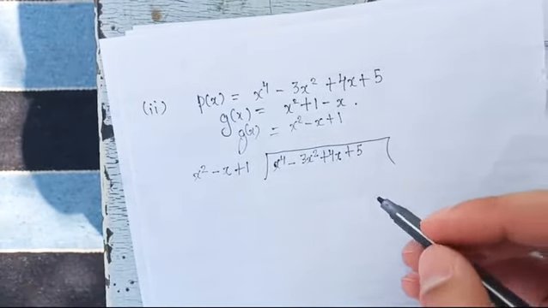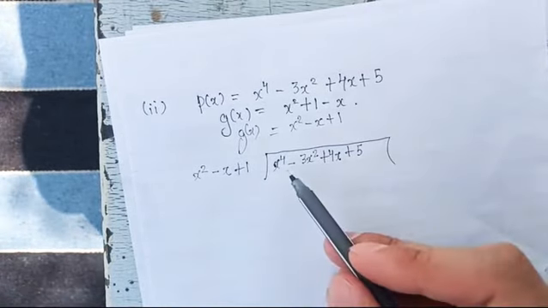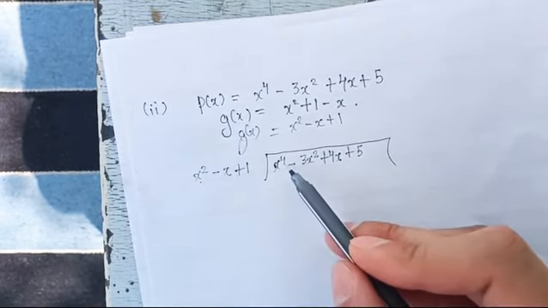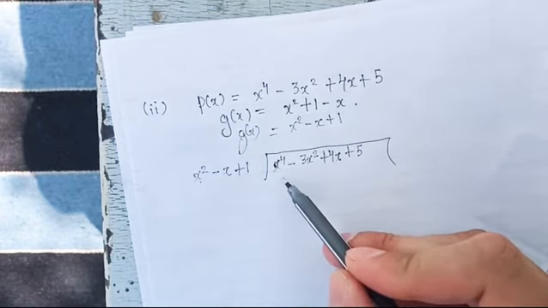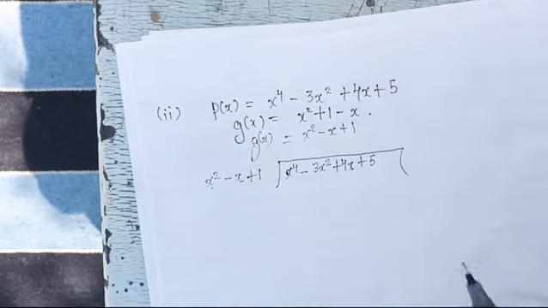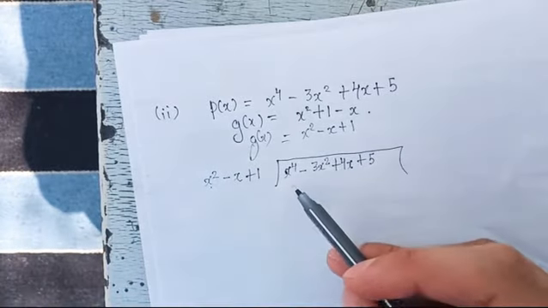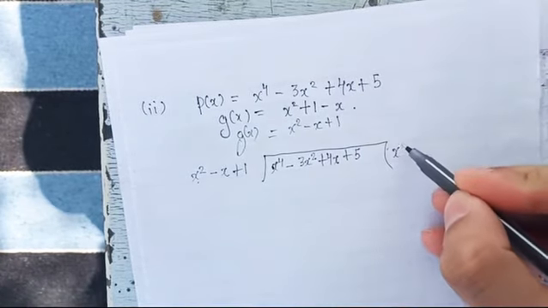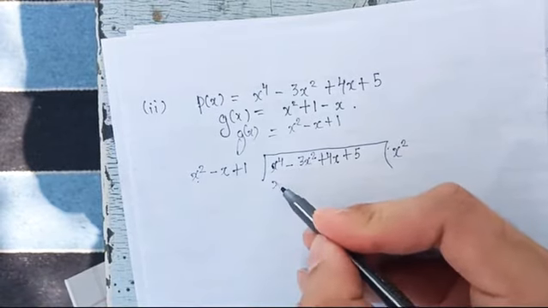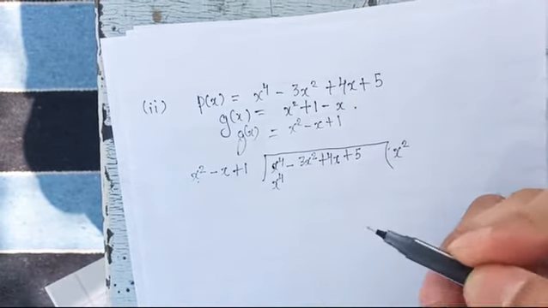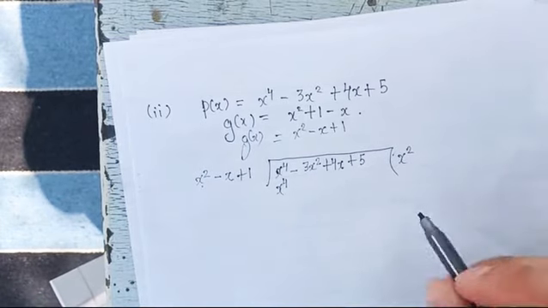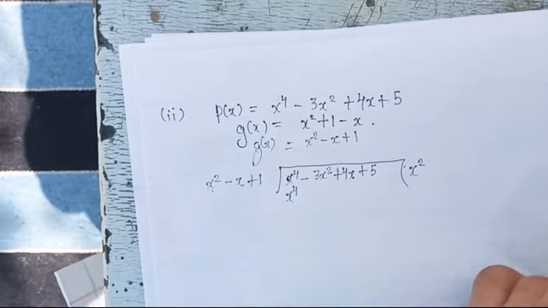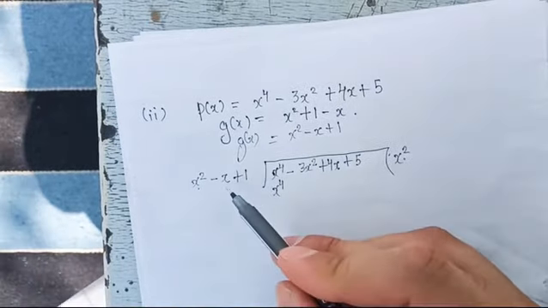Okay, now dividing them. So how we will divide them? Here x to the power 4 is written, and here x square. So we need x to the power 4 here with the help of x square. So x square has to be multiplied with a variable to obtain x to the power 4. So we multiply x square into x square, and we obtain x to the power 4 here. Now x square will multiply with x also.